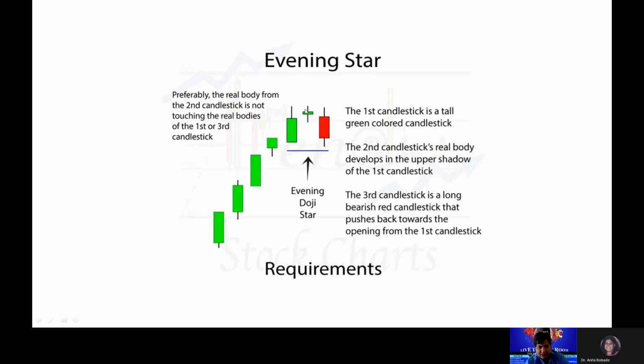This is an evening doji star candle. I can also call it spindle shaped, somewhat indecisive in nature. And this red candle is gonna give the confirmation that the trade is gonna go down.